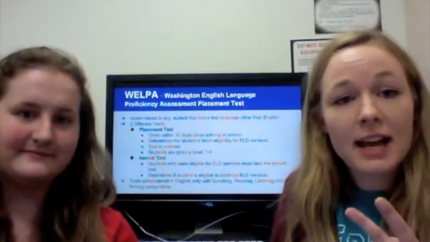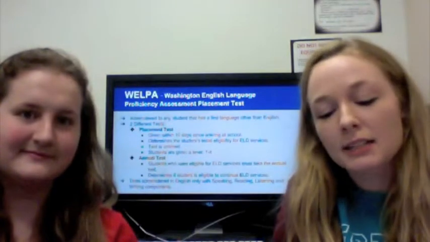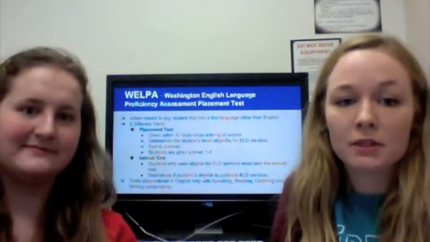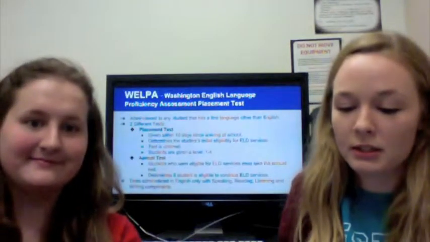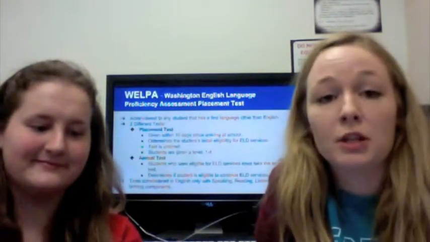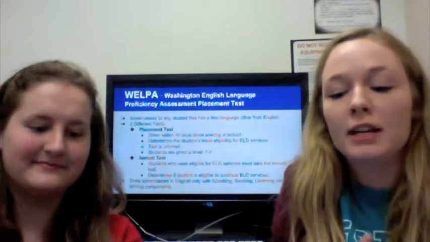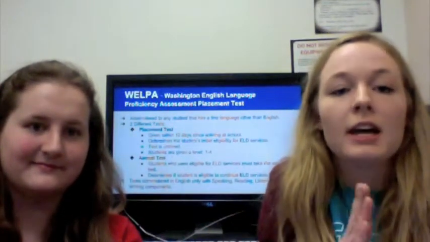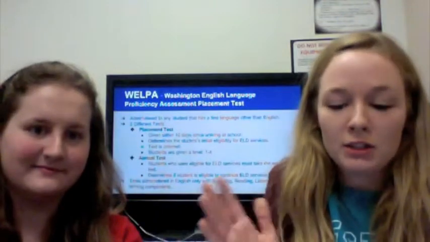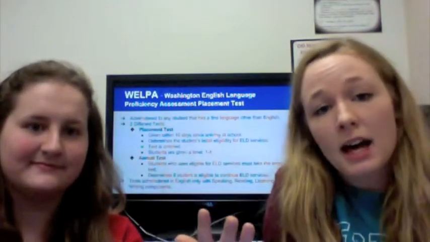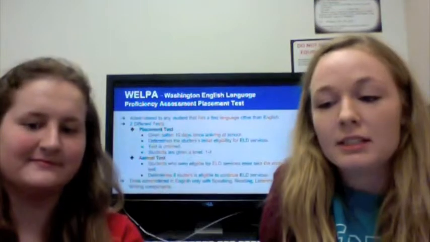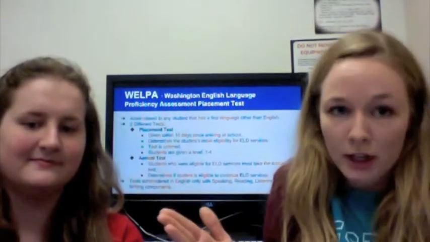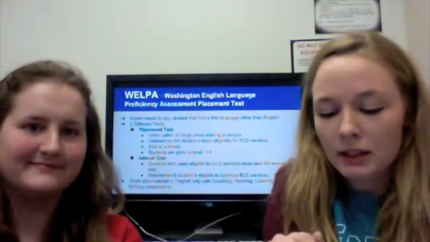So there's two different tests. There's the placement test and there's the annual test. The placement test is given within 10 days of the student arriving in a Washington school, and it determines the eligibility for a student to receive ELD services, which stands for English Language Development Services. The test is untimed, and the student is given a score on a level 1 to 4, and we'll talk about the levels in a little bit.